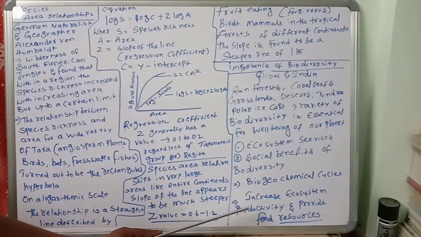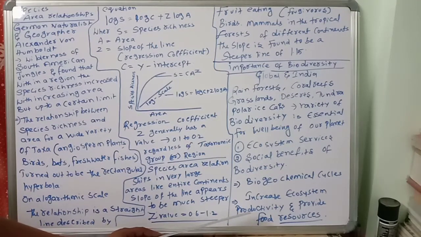Cleaning up of pollutants. See, biodiversity cleans the pollutants. So many varieties. Microbes are the biggest degraders of biomolecules, including many anthropogenic ones which are present. So sewage, garbage, these all are degraded by microbes. So that is the importance of biodiversity.